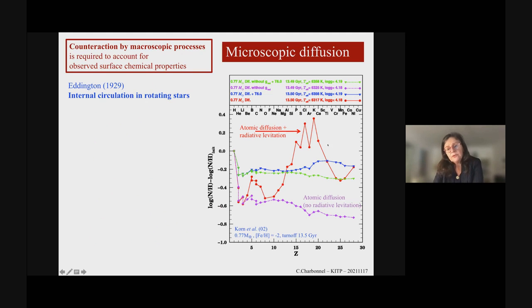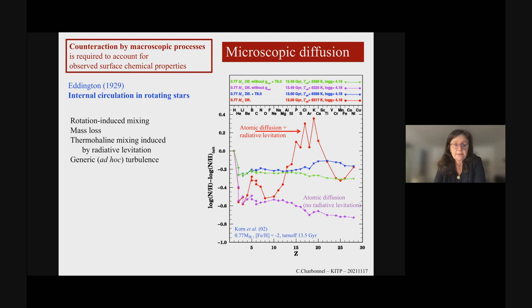So when you see this kind of abundance variations in the models, and you try to confront them with observations, it's well known that very rarely stars actually show such overabundance of these elements, for example here. And this was already discussed by Eddington in 1929, who suggested that there should be some transport processes that counteract this atomic diffusion, and he related that to the internal circulation in rotating stars. There have been other suggestions. So rotation-induced mixing is one of the favorite processes to counterbalance the effect of atomic diffusion.